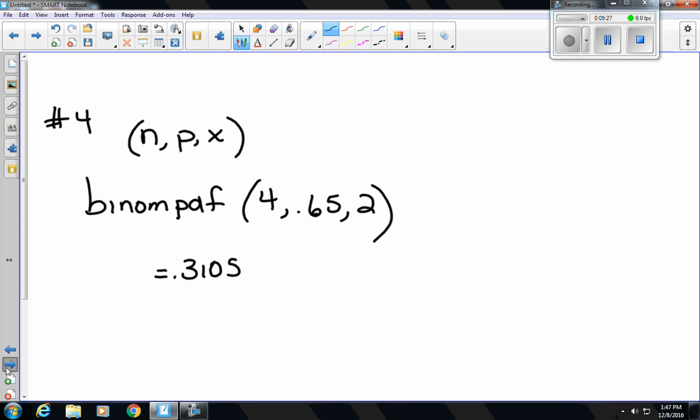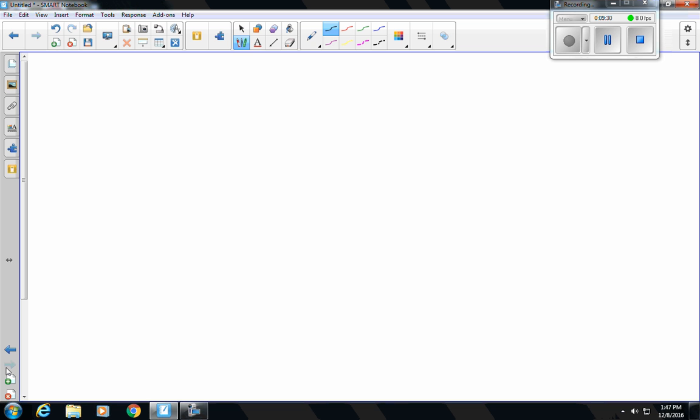Okay, number 5. Oh, number 5 is too easy for us to do together. What do you do on number 5? Expected value. Okay, well, I just want to do it because I want to make sure you're setting the table up right. It says if the probability of having a boy or girl is equally likely, determine the expected number of boys.